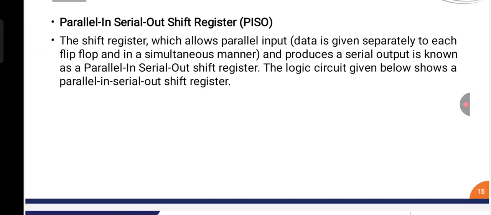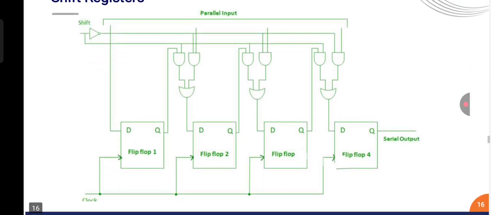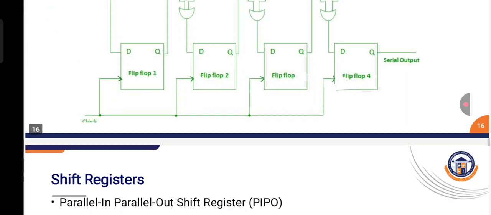Next, parallel in serial out. Parallel in serial out means the input is applied in parallel and it produces a serial output, so it is known as a parallel in serial out shift register. This is the logic diagram of the parallel in serial out shift register.